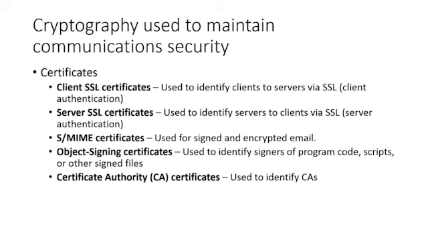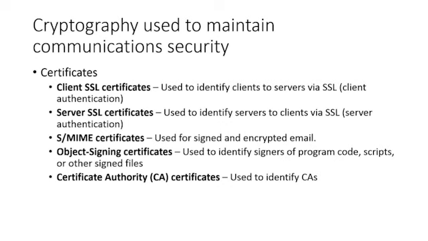We have object signing certificates. These are used to identify signers of program code. So you're a developer, you create some application, you can use these object signing certificates. Scripts, you can sign scripts with these. And in any other signed files, this identifies the signers. So you know that program is legit because they have that certificate associated with that object.